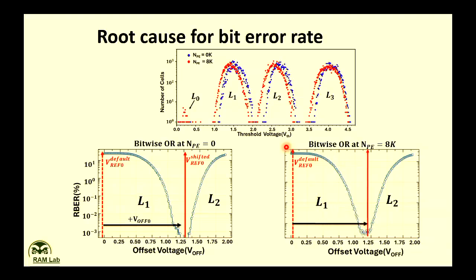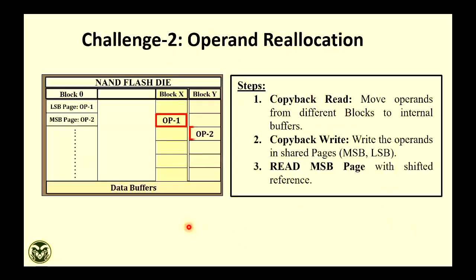I'll just skip some of those things. These are just to tell you how much shift depends on what is the RBR. When you shift the reference, if you're not shifting it appropriately, then there can be some RBR, but if you shift it appropriately, then RBR can be made 0. There are some of those analyses we did, but this is where I'll stop now.